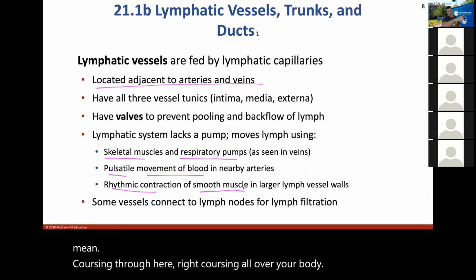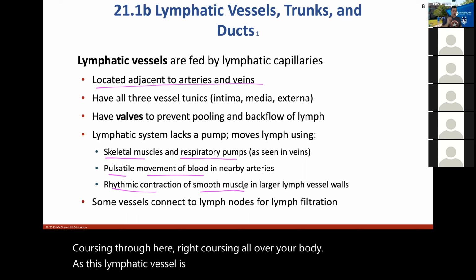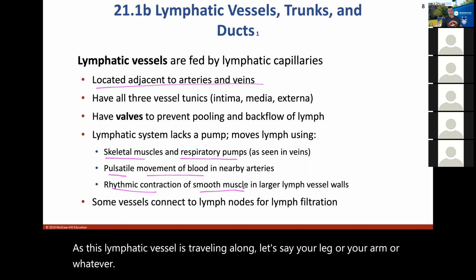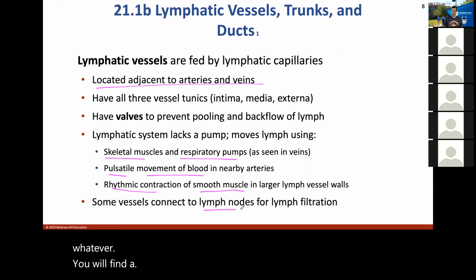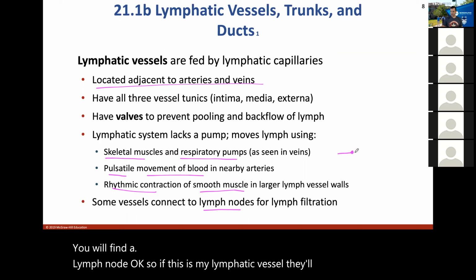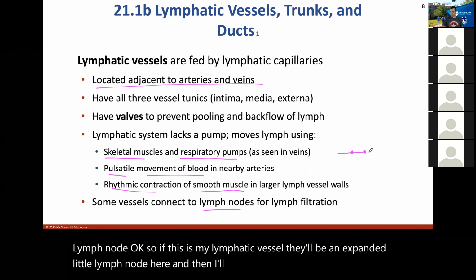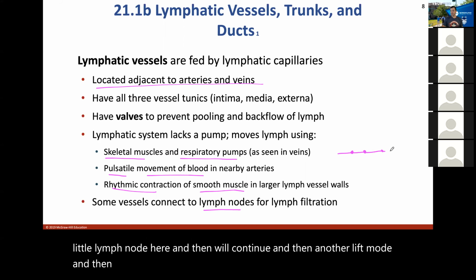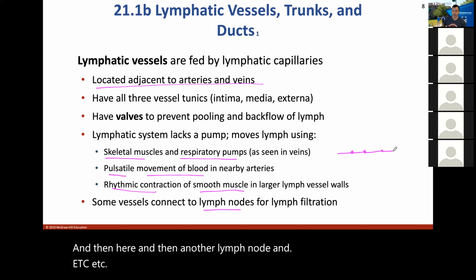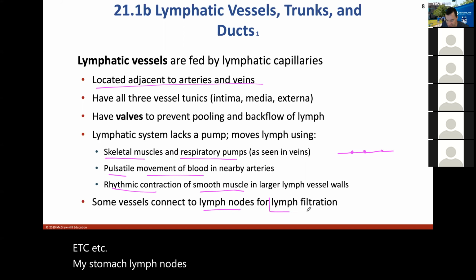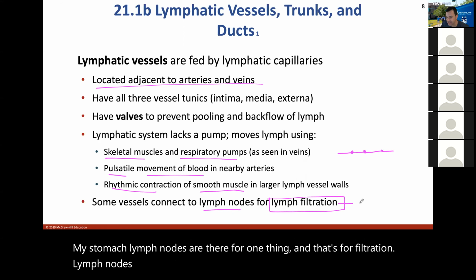As this lymphatic vessel is traveling along, let's say your leg or your arm or whatever, you will find a lymph node, okay? So if this is my lymphatic vessel, there'll be an expanded little lymph node here, and then it'll continue. And then another lymph node, and then here, and then another lymph node, et cetera, et cetera. Lymph nodes are there for one thing, filtration, which leads to an immune response if needed.